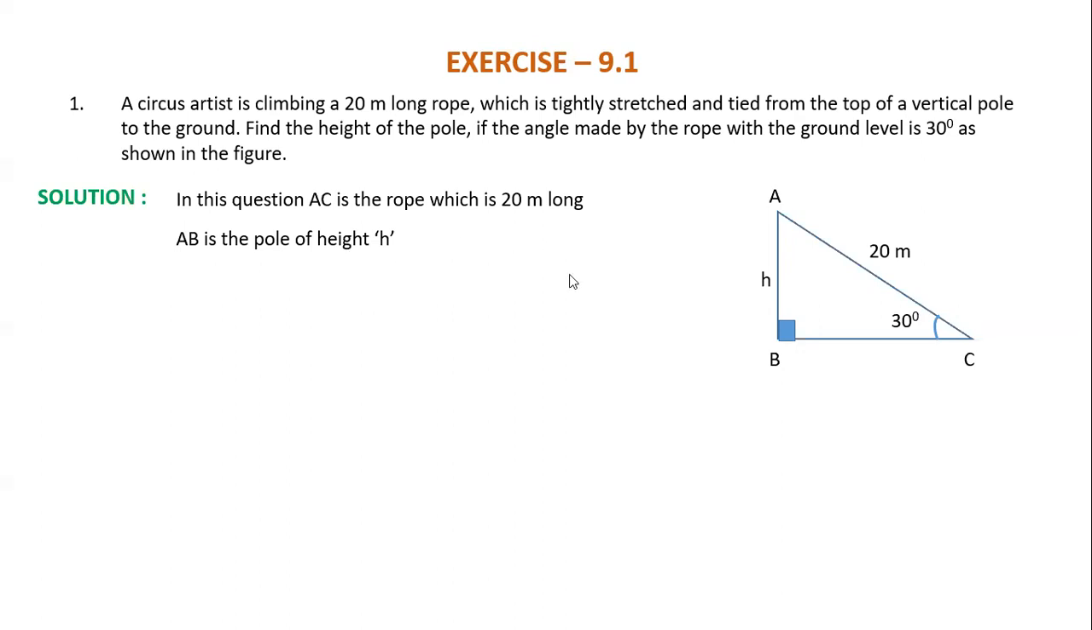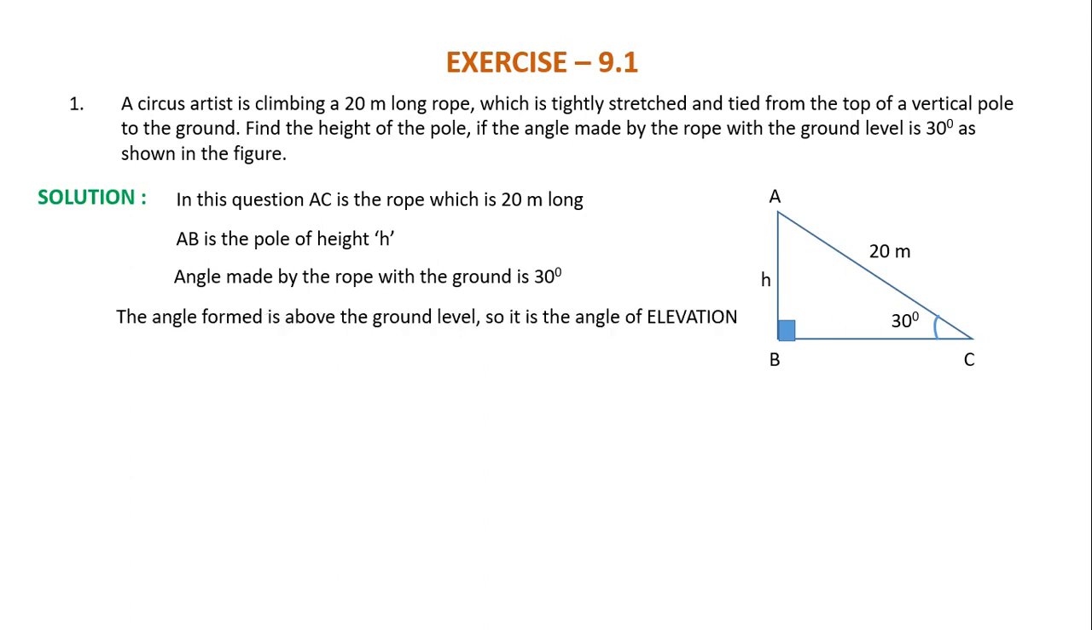AB is the pole of height h. The angle made by the rope with the ground is 30 degrees. The angle formed is above the ground level, so it is the angle of elevation. This is the first question I'm answering, that's why I'm writing all this in detail. After that, you don't have to write that this is the angle of elevation or the angle of depression. That's understood. But because I'm solving the first question, I expect you to understand it, that's why I am explaining the whole thing.